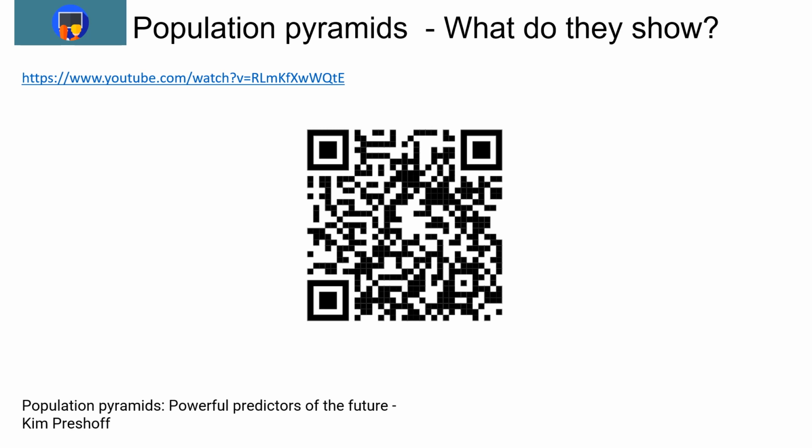On page 5, you'll see that there is a QR code at the top. You can scan the QR code and it will take you to YouTube. The video it'll take you to is Population Pyramids, Powerful Predictors of the Future. If you can't scan it into your phone, for example, then type in Population Pyramid, Powerful Predictors of the Future, by Kim Preshoff, and you should be able to find the video really easily on YouTube. If not, just find any video about population pyramids and what they show. For this part of the workbook, you don't need to make any notes. I just want you to understand what a population pyramid is.